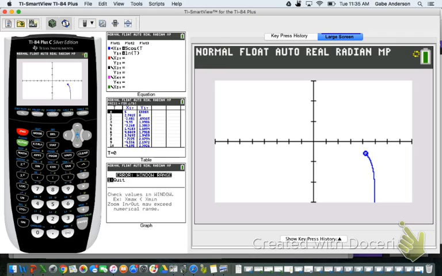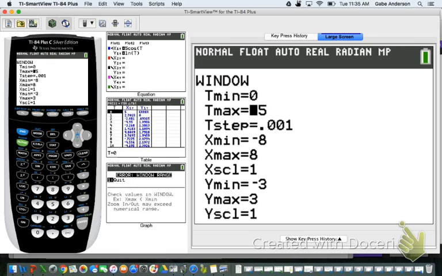Okay. Then, some other things that I would like to do. I'm going to put my t-step back to 0.1. Mackenzie asked a really good question. She said, why does the graph stop? It's because of the t-max, right?